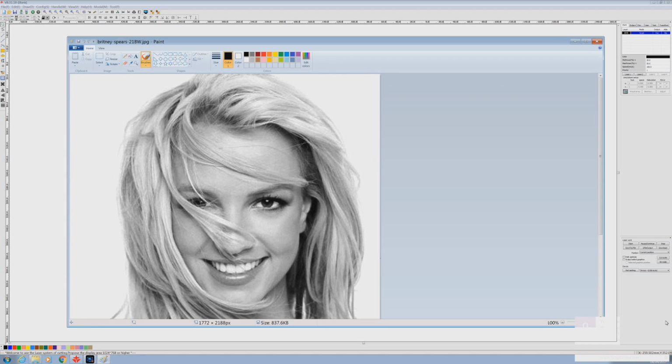So as the laser moves across towards her eye, for example, where we've got lots of dark colours, what will happen is the power will increase dramatically and we will hit the black areas with the maximum amount of power that we can to put the burn deep.